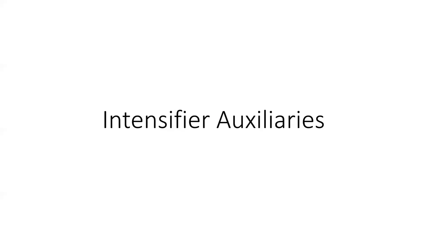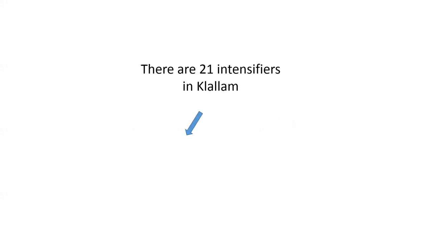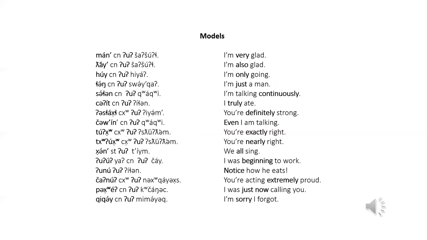There are at least 21 intensifiers. One type must be followed by the little word u. We call this the u-class intensifier, and there are 16 u-class intensifiers. The other type must be followed by a little word e. We call the second type the e-class intensifiers, and there are 5 of them. Next are our model sentences.